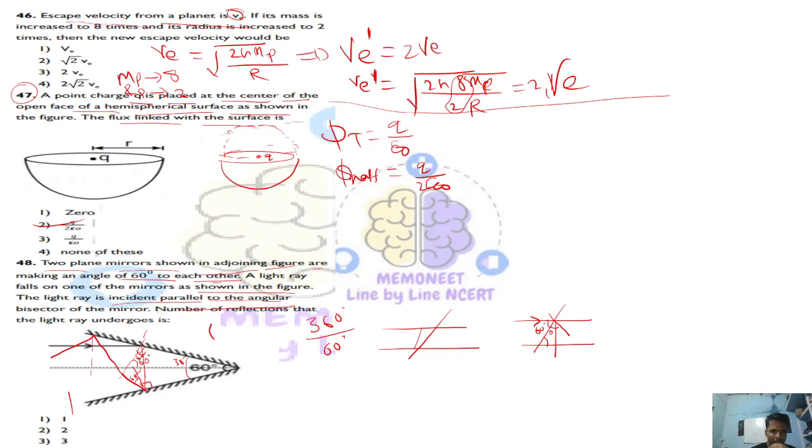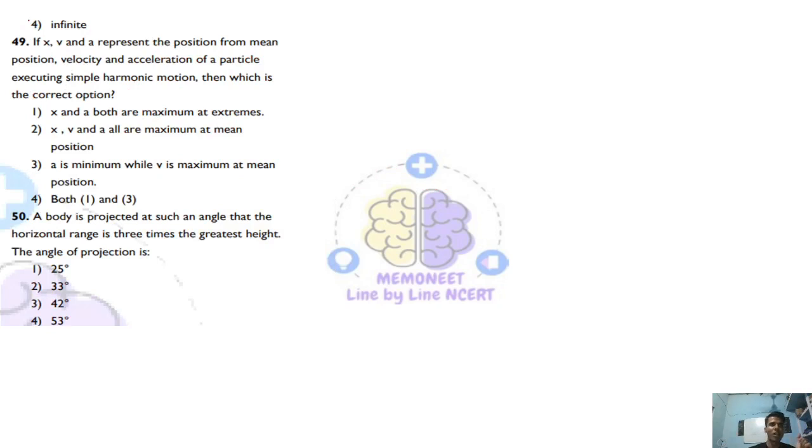Again, it falls at 60. And as the mirror gets infinitely long, it will have infinite reflections, because the length of the mirror is not given. So you cannot say that the mirror gets over after a certain distance. If there is a mirror indefinitely, it will have infinite reflection. So the option is given below, and infinite will be the answer.